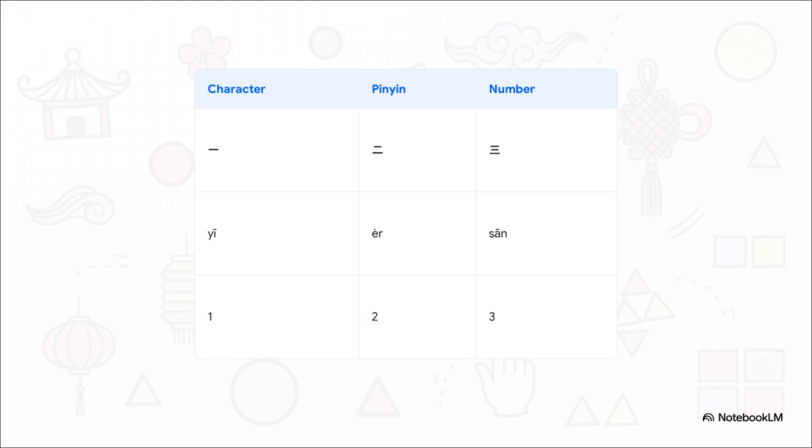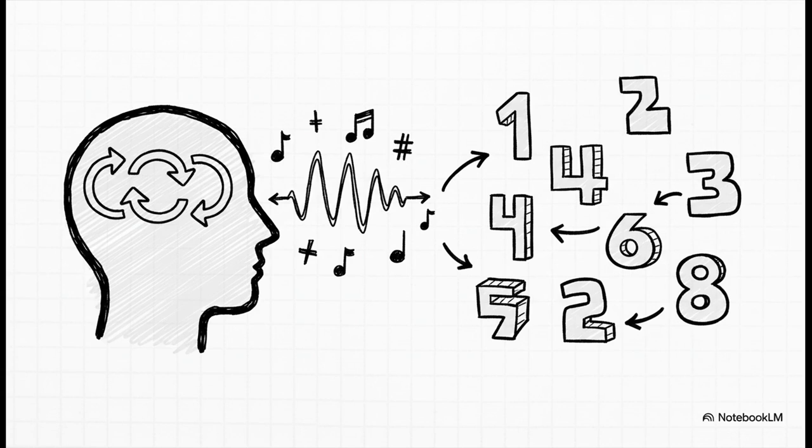Every single larger number is just a logical combination of what you see on this screen. But mastery doesn't come from just memorizing a chart like this. It really comes from practice. Repetition is what's going to help you internalize the rhythm and the tones, and that is the key to understanding how these little building blocks combine to form those higher numbers.